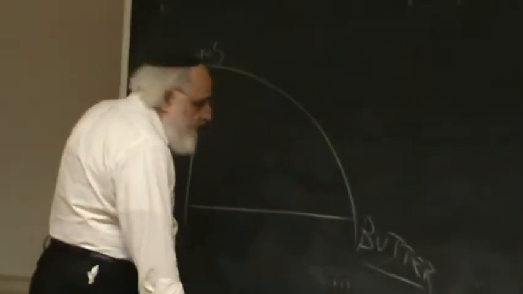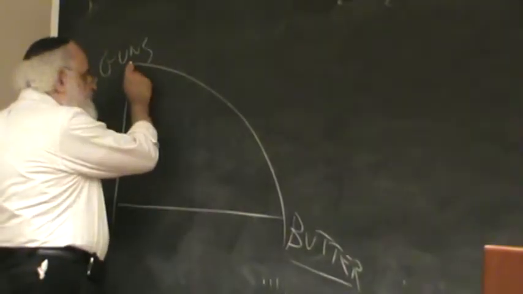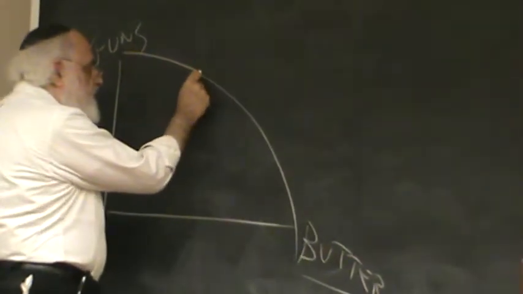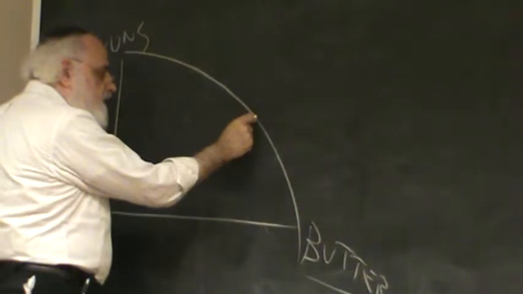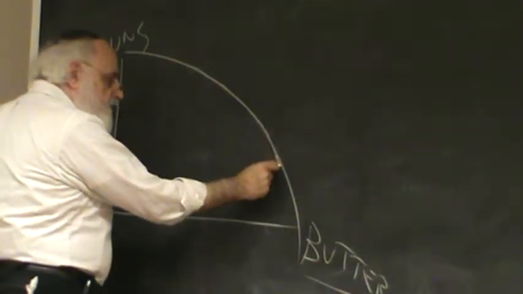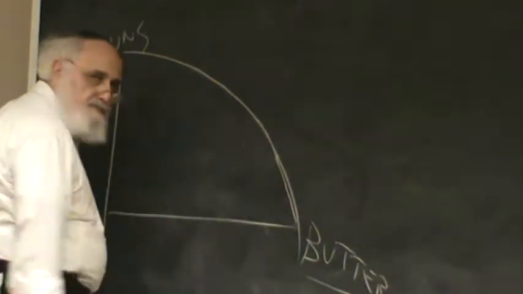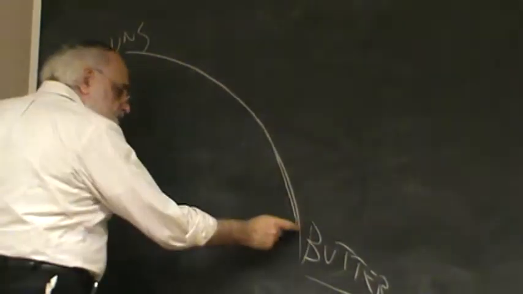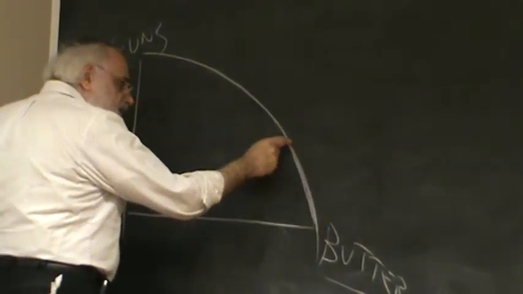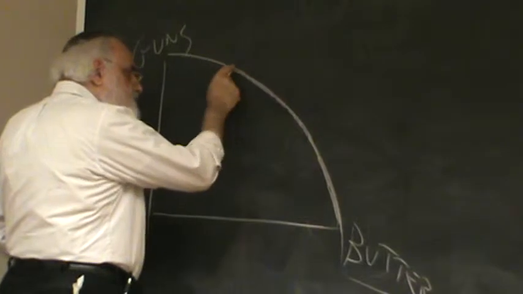And what the production possibility curve is showing is that society has the resources to produce a maximum of any of these points along the production possibility curve.